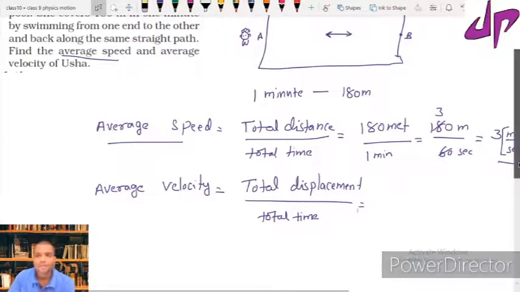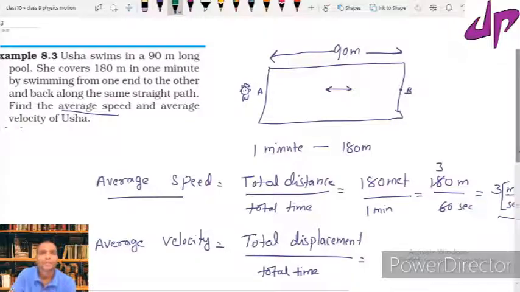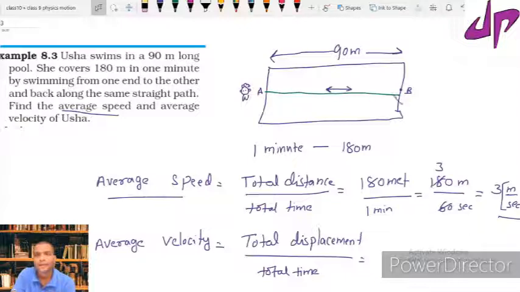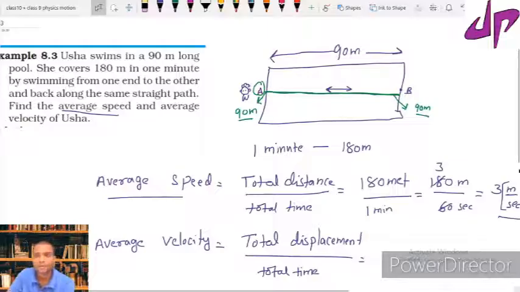When Usha swims back and forth, I am drawing the displacement here. She starts from A and goes all the way to B. By the time, she covered 90 meters, and now she has to swim backward to cover another 90 meters. So now she swam back 90 meters. The total distance she covered is 180, but the total displacement, she started at A, she reached A again, so the displacement here equals 0.